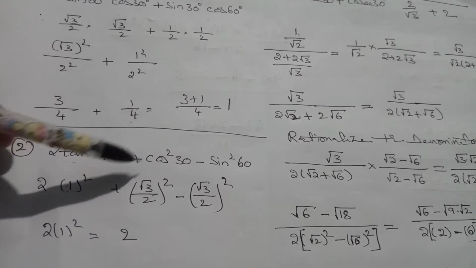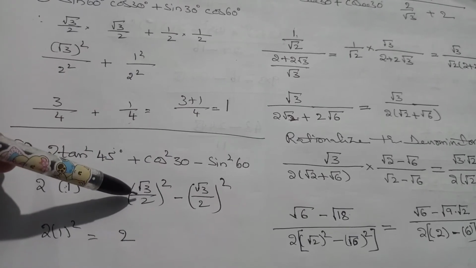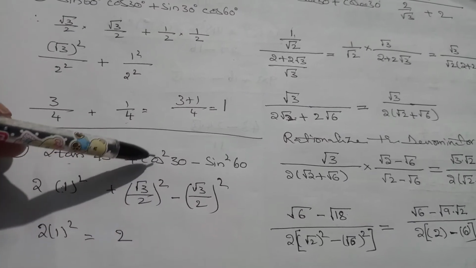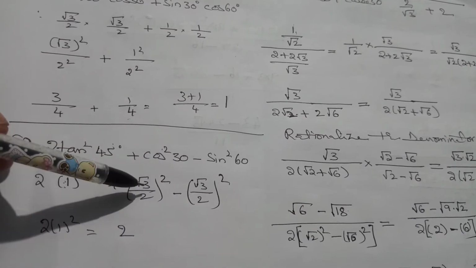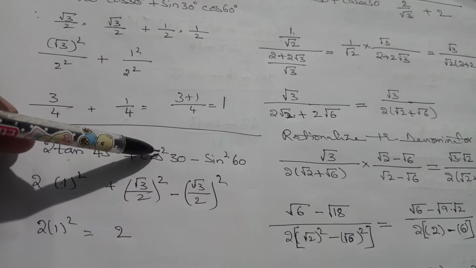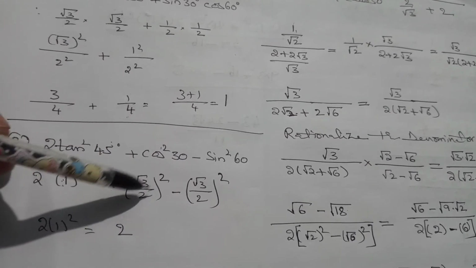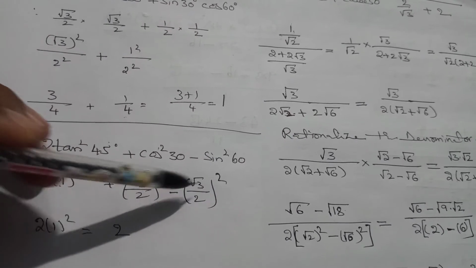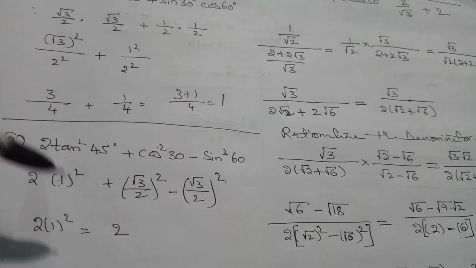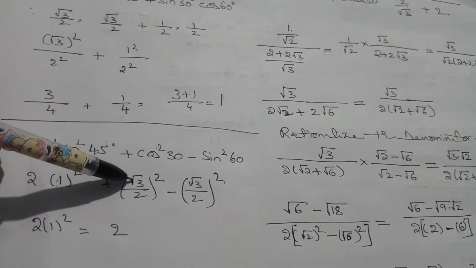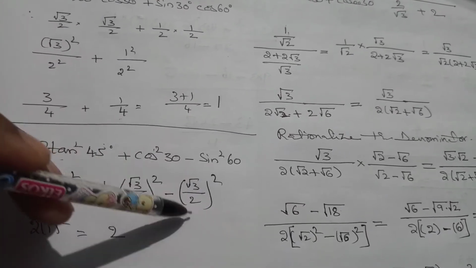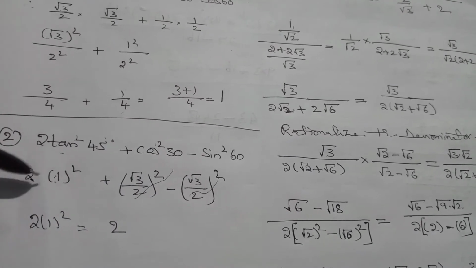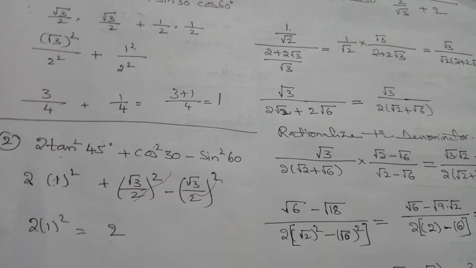Okay, next plus cos square 30 degrees is equal to root 3 by 2 whole square. Here also the square is there, so we apply the square to the whole ratio. And here also sin square 60 is root 3 by 2 whole square, and minus is there in between them. So root 3 by 2 whole square minus root 3 by 2 whole square, therefore they cancel. So only 2 times 1, that is 2.